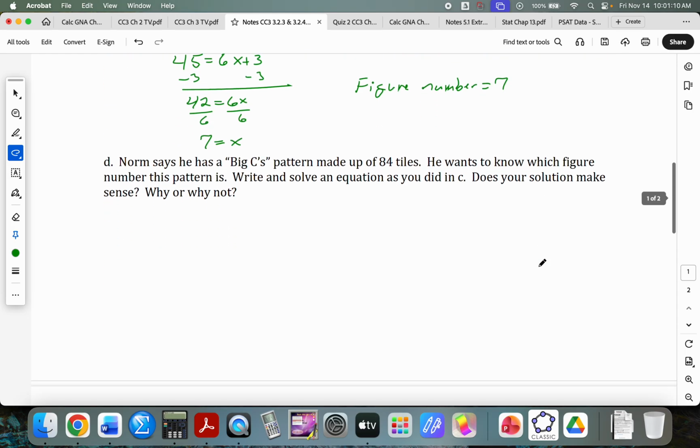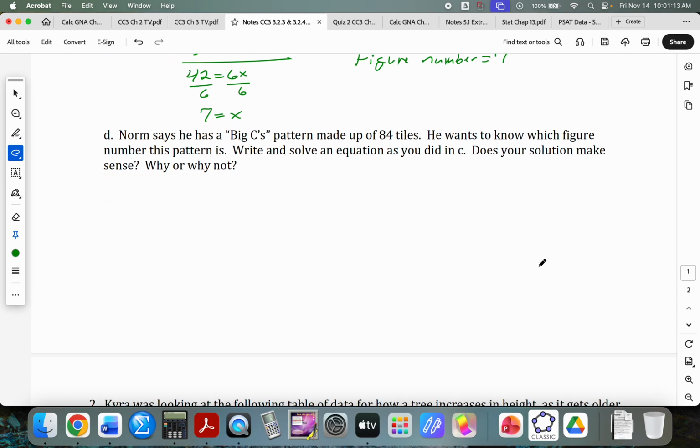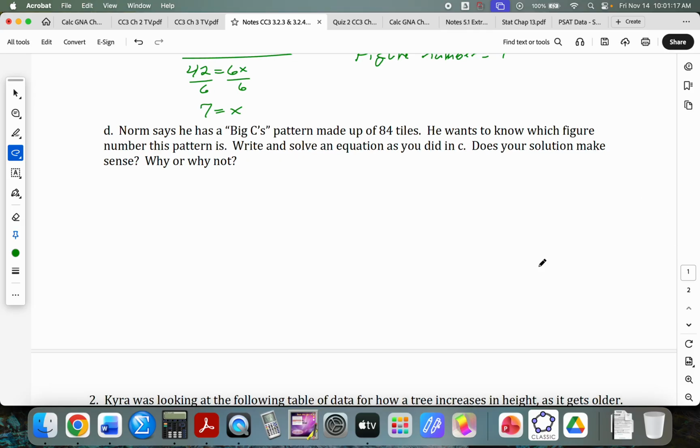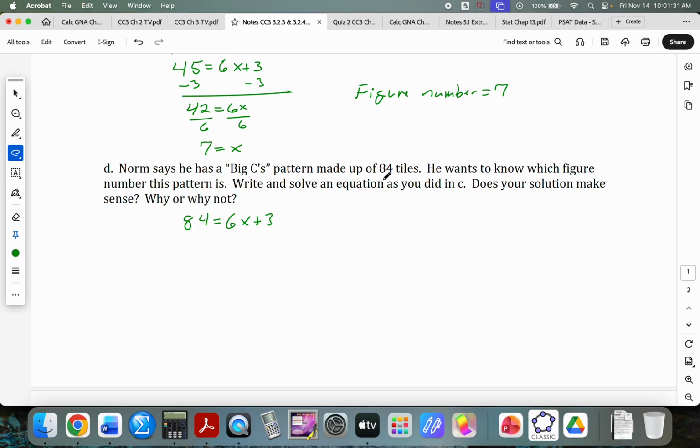Now, Norm, on the other hand, says he has a big C pattern made up of 84 tiles. He wants to know which figure number the pattern is. So the 84 goes in the place of the y. That's going to be equal to 6x plus 3. The process is exactly the same as it was last time, right? We'll make a 0 pair by subtracting 3 from both sides. We get 81 is equal to 6x.